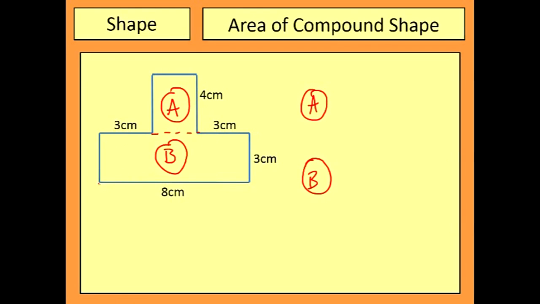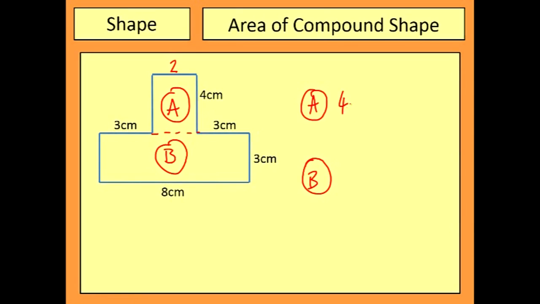Now, we do know the whole width of this horizontal line here is 8, this bit here is 3, and this bit here is 3. So to get this bit left over in the middle, we do 8, we take away this 3, and we take away this 3. So 8 take away 3 is 5, take away another 3 is 2. So that bit there must be 2.